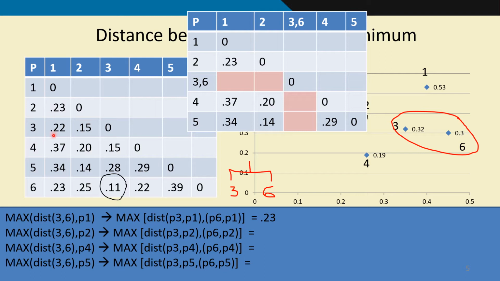3 and 1 distance is 0.22. 6 and 1 distance is 0.23. So now we are going to select the maximum distance. So we have put it as 0.23. Similarly, we are going to take the rest of the points. Distance between 3 and 2, 6 and 2. 3 and 2, the distance is 0.15. 6 and 2 distance is 0.25. Thus, 0.25 has been taken. Similarly, the rest of them. And we are just going to replace these values over here.